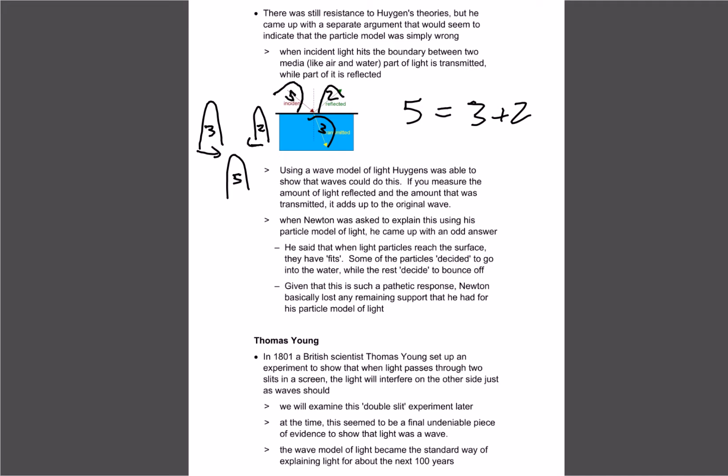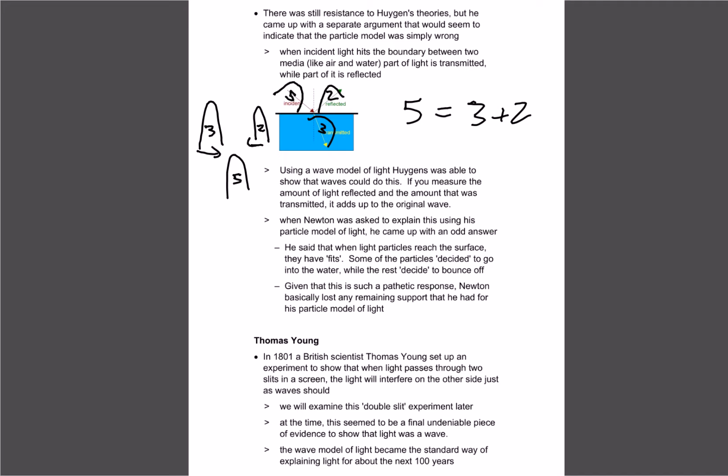He said that the particles coming in hit the water. Because they're smashing into the water, they get all excited and start bouncing around. Some of them decided to jump off and get reflected. Other ones decided to go through. And pretty much at that point, since it was such a pathetic response, Newton lost any support for his particle model. So it was quite a few years later that people started following the wave model.